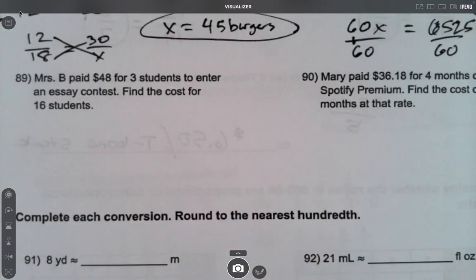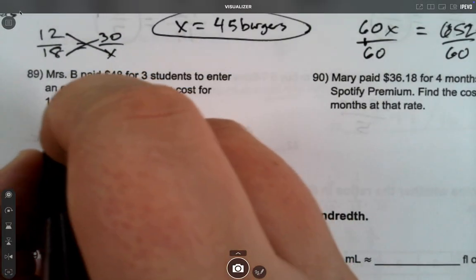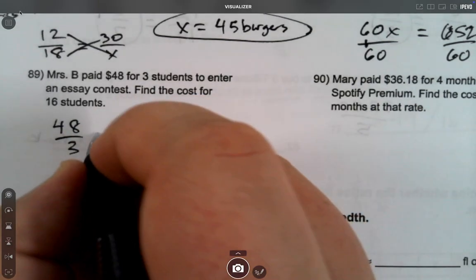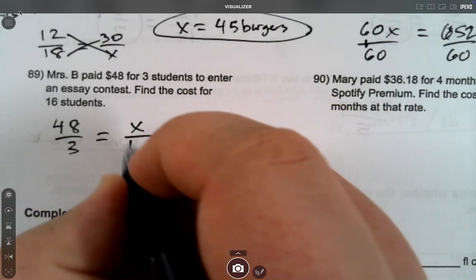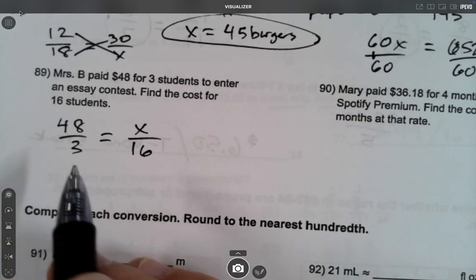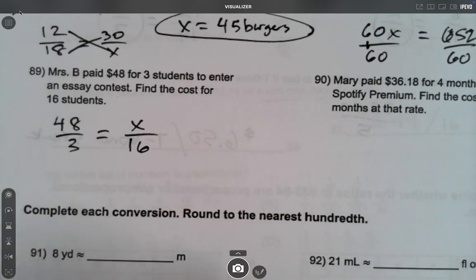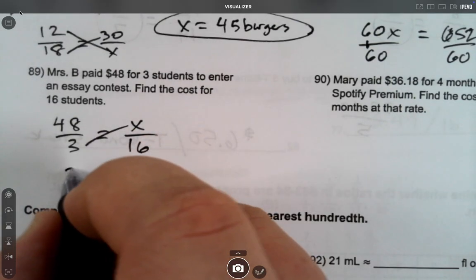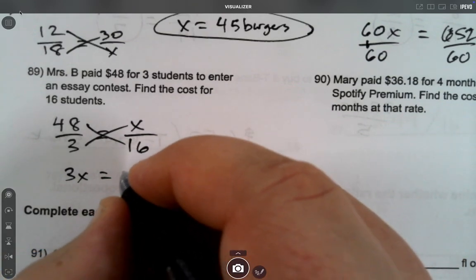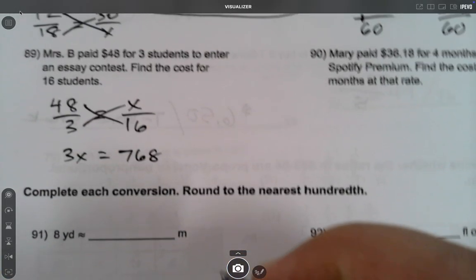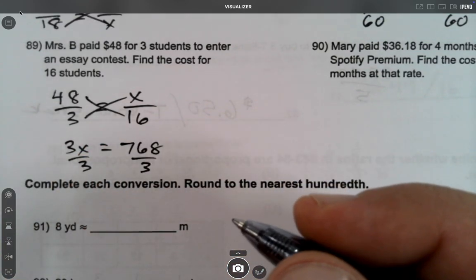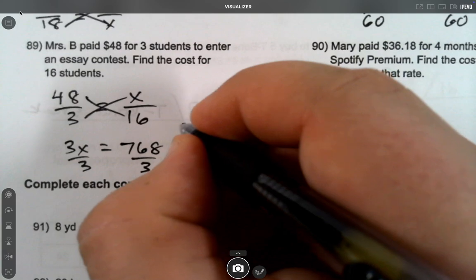Okay, Mrs. B paid $48 for 3 students to enter an essay contest. Find the cost, that's money, for 16 students. So we put the money on top both times, and we put the number of students on the bottom both times. 3 times x, and 48 times 16 is equal to 768. So we divide both sides by 3, and we get $256.